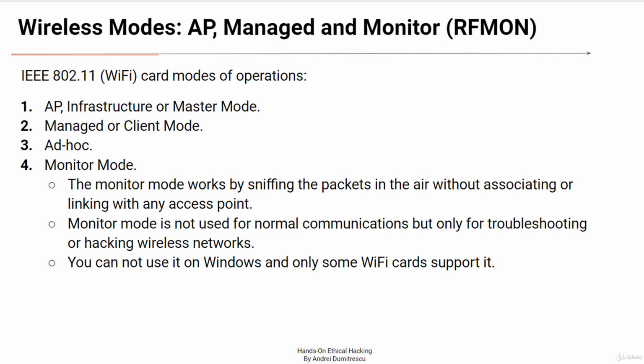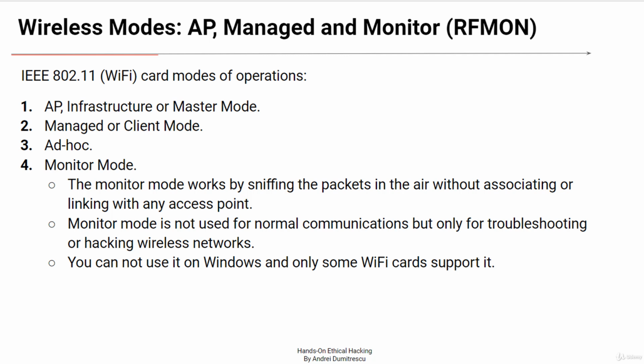A wireless card can be put in promiscuous mode after associating with an AP and will sniff the traffic of the Wi-Fi network to which it is associated. The monitor mode works by sniffing the packets in the air without associating or linking with any access point. Monitor mode is not used for normal communication, but only for troubleshooting or hacking wireless networks.